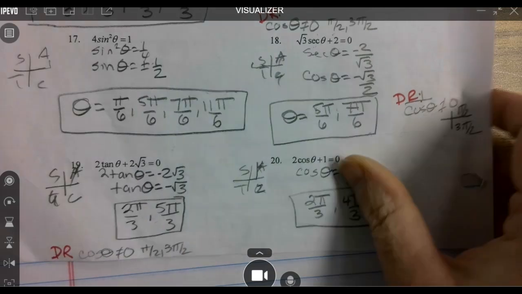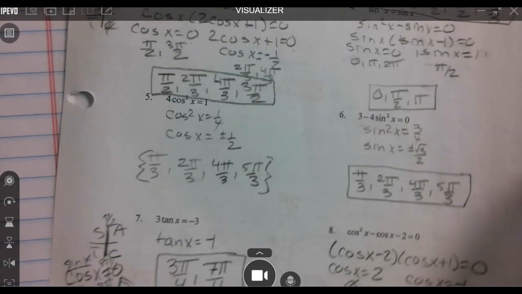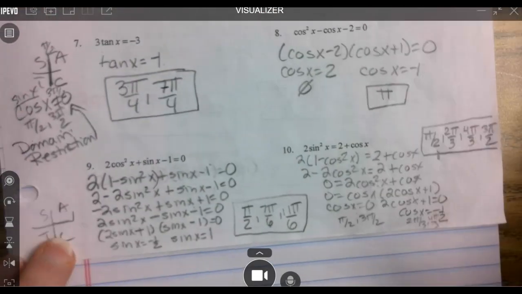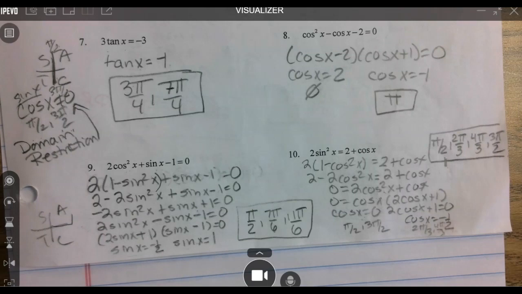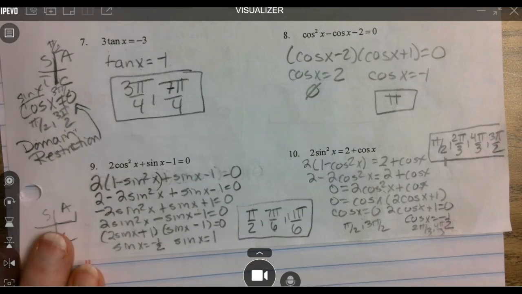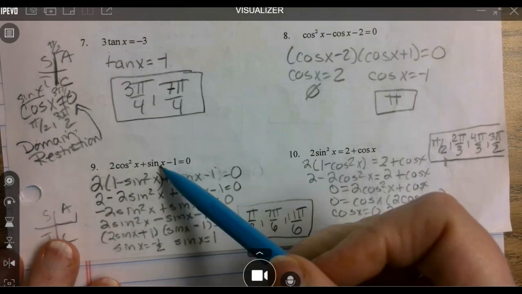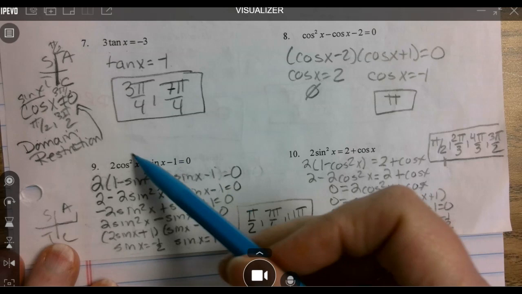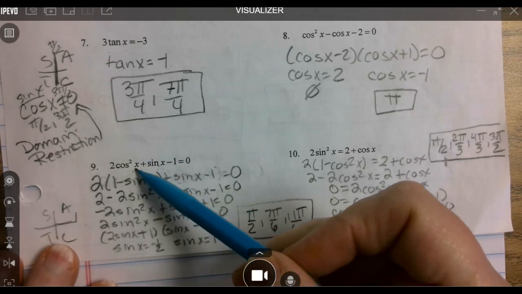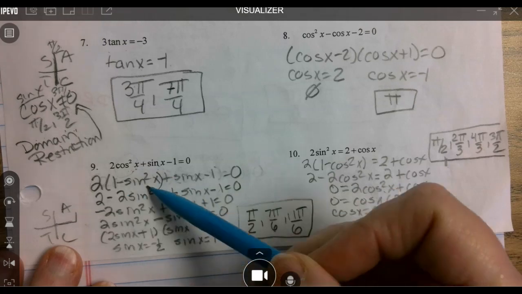Okay, number 9. Okay, so if I go back down here for number 9, I'll talk you through it, and if you want me to rerun it, I'm happy to. This is the one where I had 2 trig functions, and now you kind of see from the last unit why I don't want 2 trig functions, because I don't know what to do with this. So I took this cosine squared, because I could change it into sine. So I took cosine squared out and made it 1 minus sine squared.